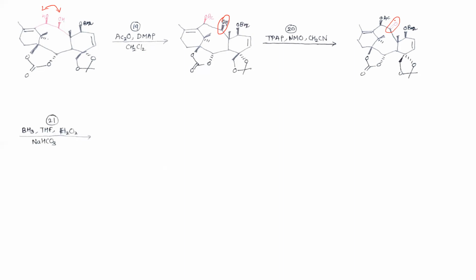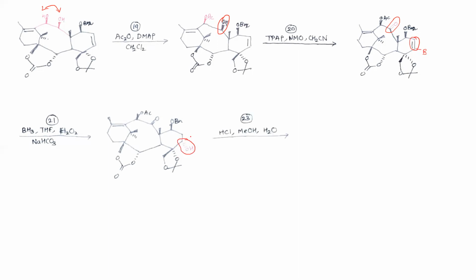Then step number 21, where it is allowed to react with BH3, THF, H2O2. If you remember, in the presence of base, this is nothing but your hydroboration oxidation method. So whenever hydroboration oxidation happens, if you can see, this is my double bond here. According to the anti-Markovnikov rule, boron will go to the carbon which is less substituted. So it will go to this carbon, and then followed by that hydroxylation will take place. So I will get the hydroxyl group, the secondary alcohol over here.